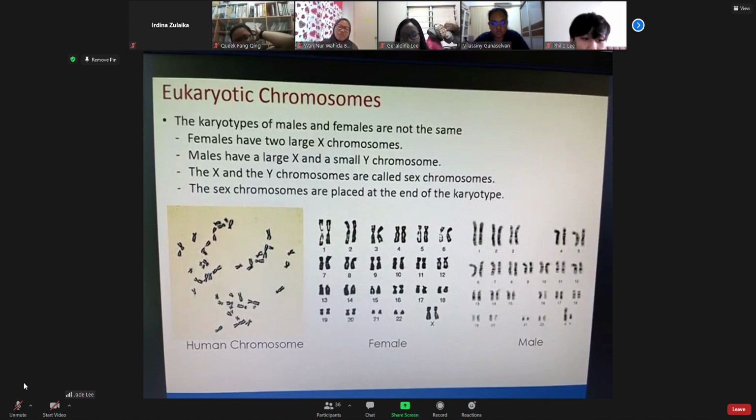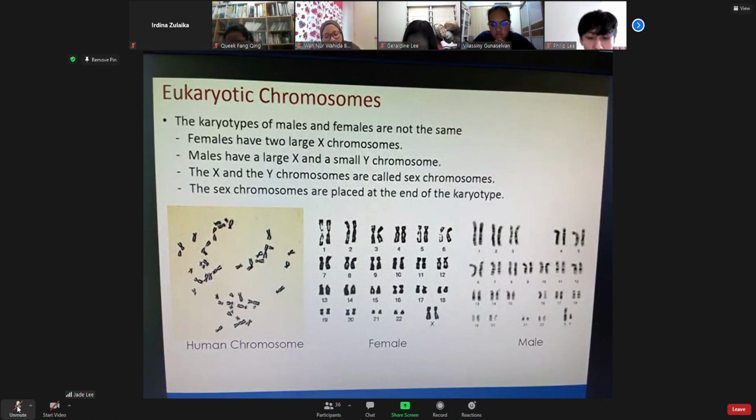The position of the centromere. No, it doesn't matter actually, the positions. Because kepanjangan dia, it doesn't matter. If they are a long chromosome, it doesn't matter kan. Sama ada dia metacentric, acrocentric, it doesn't matter. Yes? It's not because of the positions of the centromere.